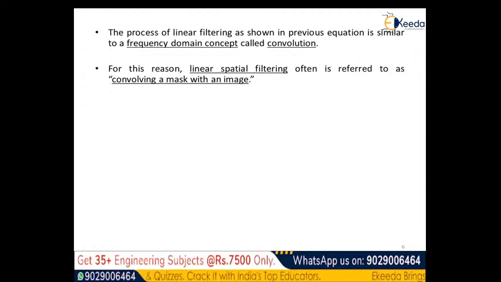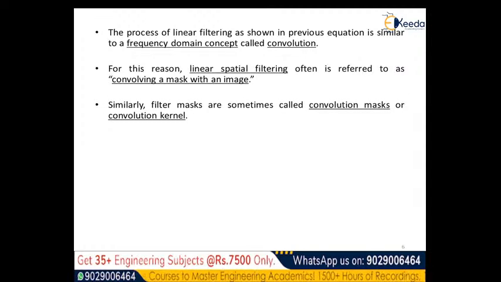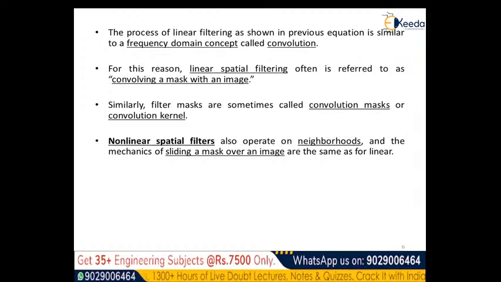In a similar fashion, the filters, masks, templates or windows that are used for spatial filtering are also identified by the terms convolution mask or convolution kernel. After this linear type of spatial filtering, we have another type, the non-linear spatial filter. Here there is no linearity. Non-linear spatial filters also consider the neighborhood of the pixel under consideration, and the mask is slid from one pixel to another.